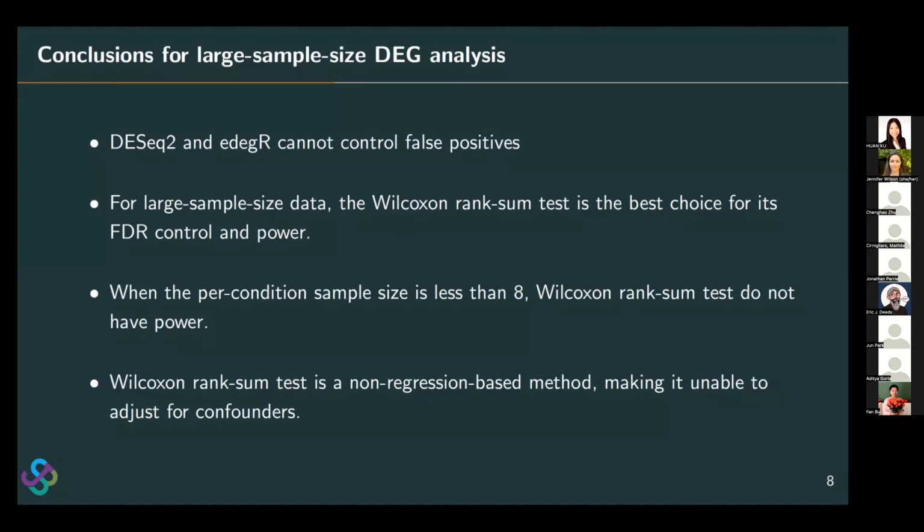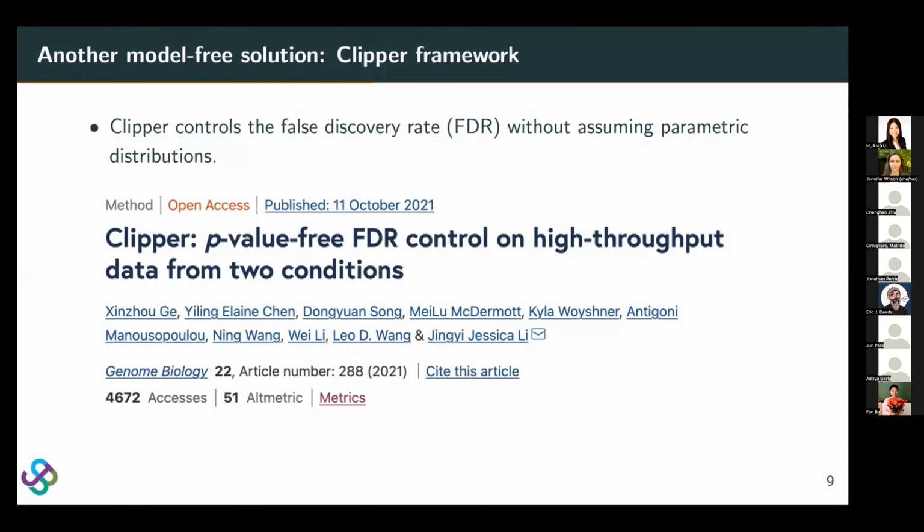However, Wilcoxon is not always the best choice. First, it cannot have power when the sample size is less than 8. And also, the Wilcoxon rank sum test is a non-regression-based method, which makes it unable to adjust for confounders. To fill in these gaps of the Wilcoxon rank sum test, I would like to propose another model-free solution for these exaggerated false positives of DE methods. So this other solution is called Clipper.